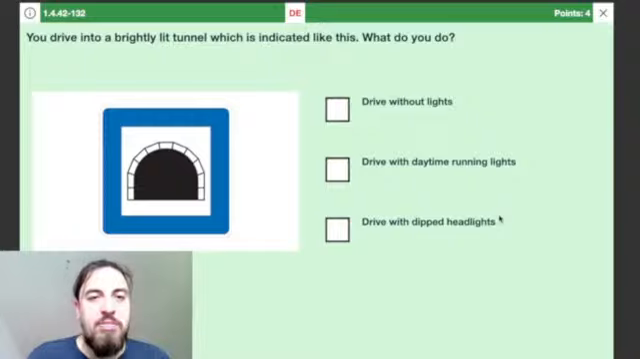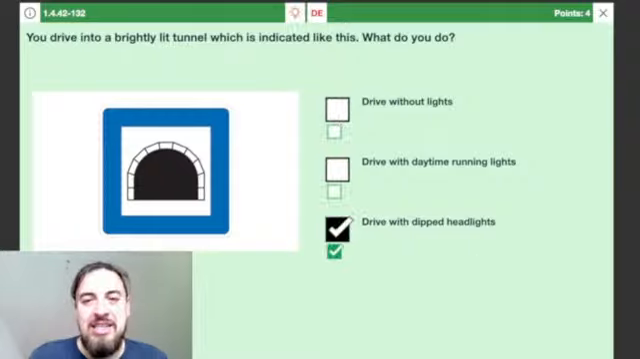You drive into a bright lit tunnel, which is indicated like this. What do you do? Drive without lights, drive with daytime running lights, drive with dipped headlights. Well, we had that already, and it's clear it's the dipped headlights. Okay, and now we are coming to the last question already for today.